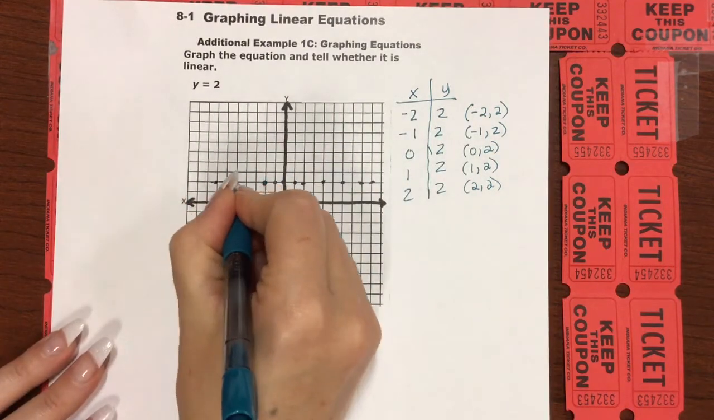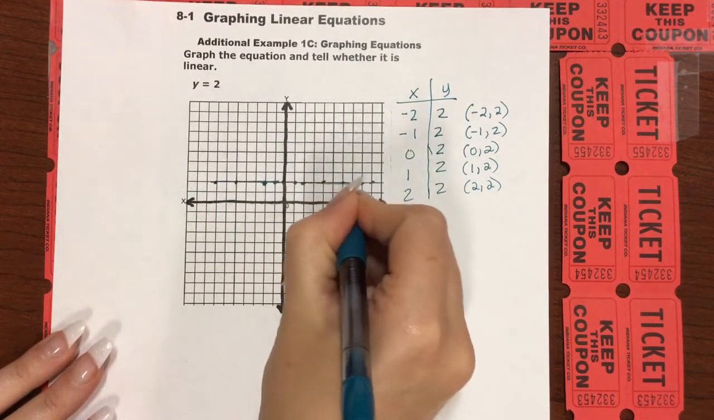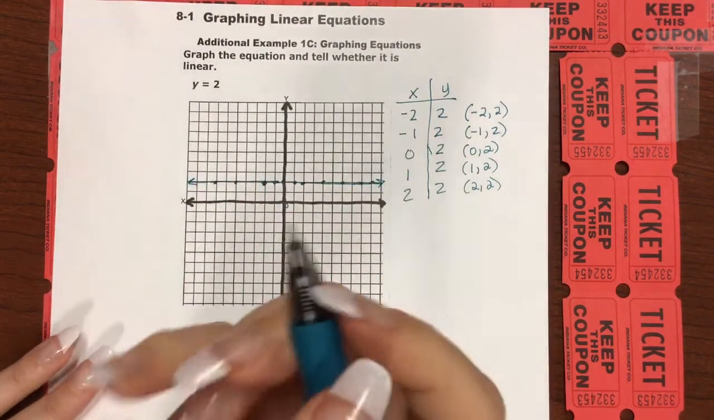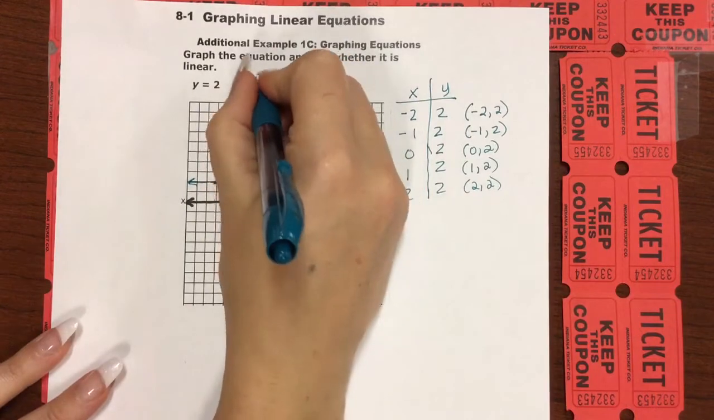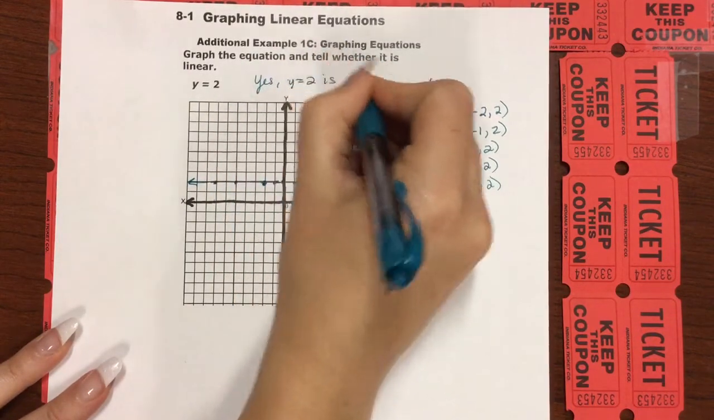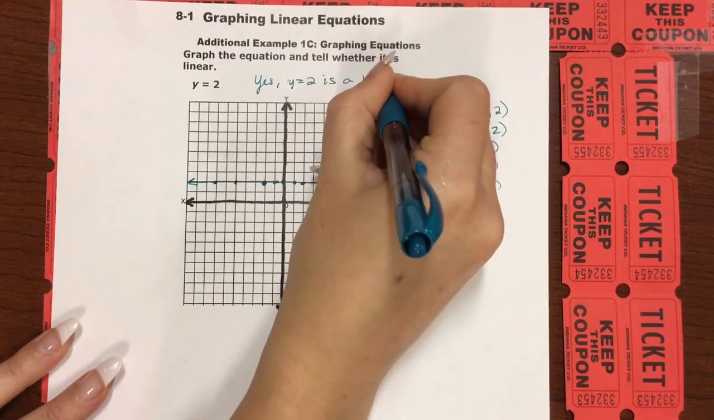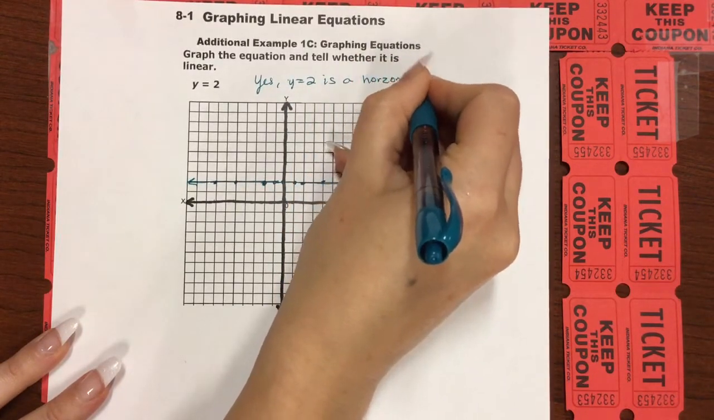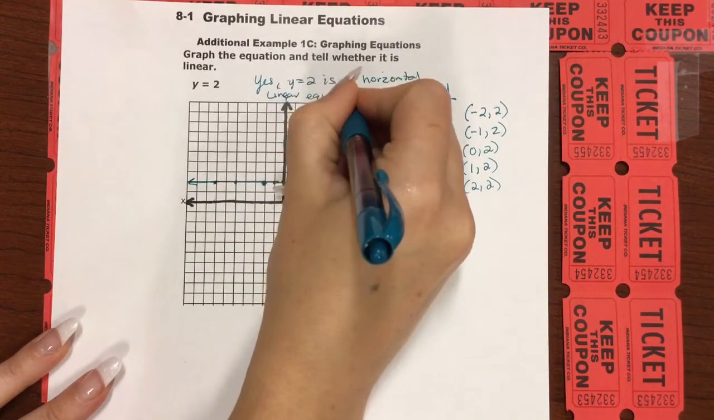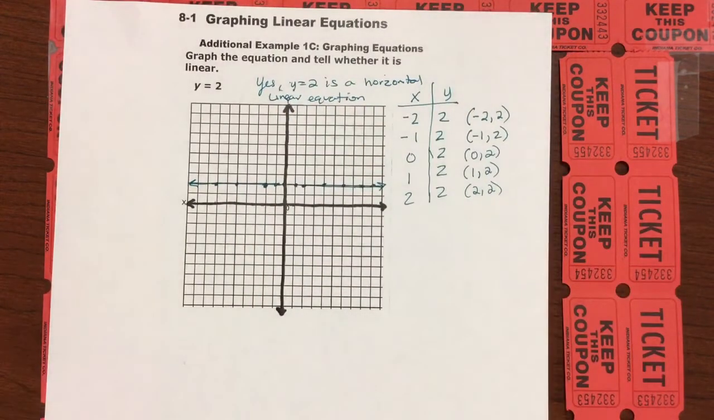And so when you connect all of these, what you have is a horizontal line. It is a horizontal line, and yes, it is linear. Yes. Y equals 2 is a horizontal linear equation. That one's kind of fun. I like that one.